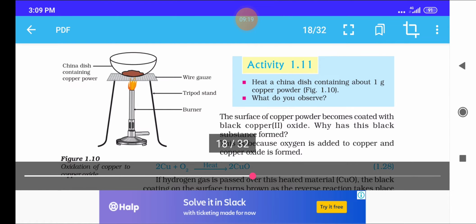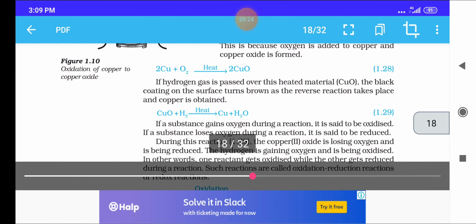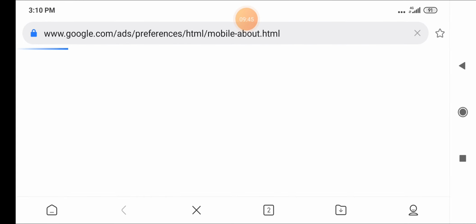Both combine to form the redox reaction. Here we have taken the example: addition of oxygen is known as oxidation, and removal of oxygen is known as reduction. In this reaction, the copper reacts with oxygen, meaning oxygen is going to add with copper to form copper oxide. This is a kind of oxidation reaction.